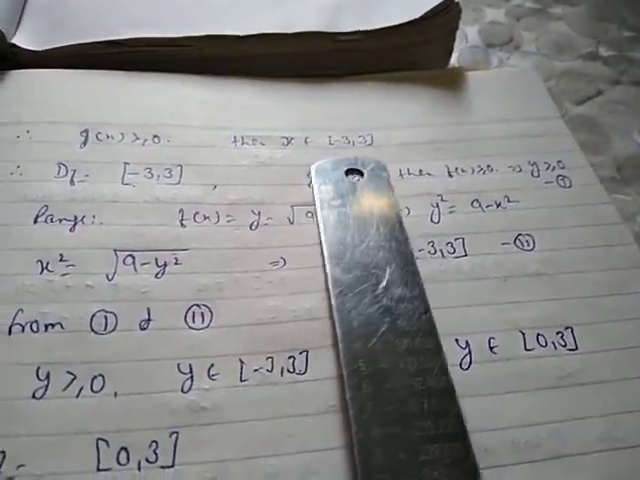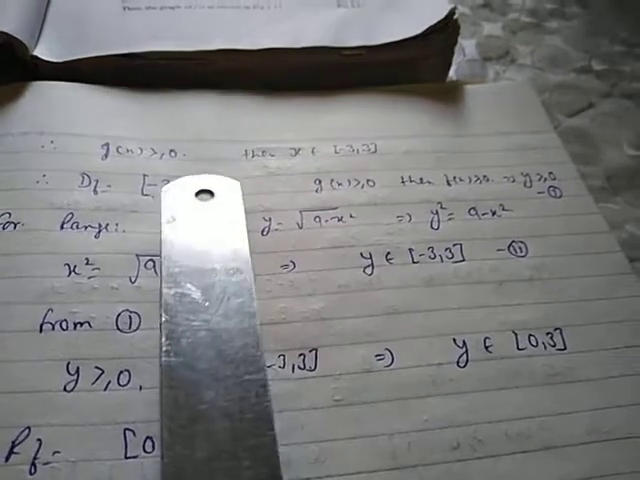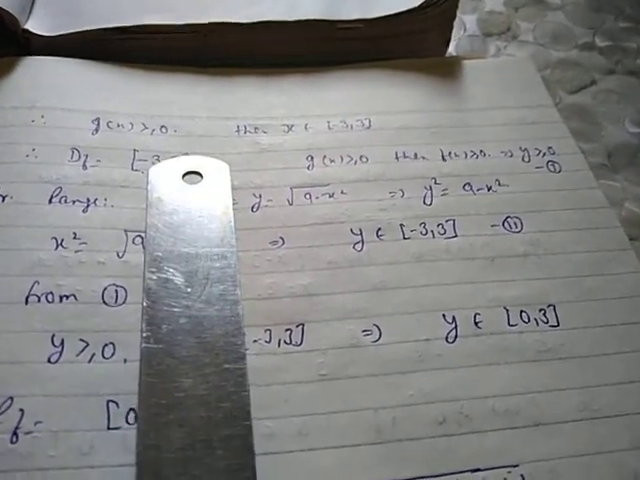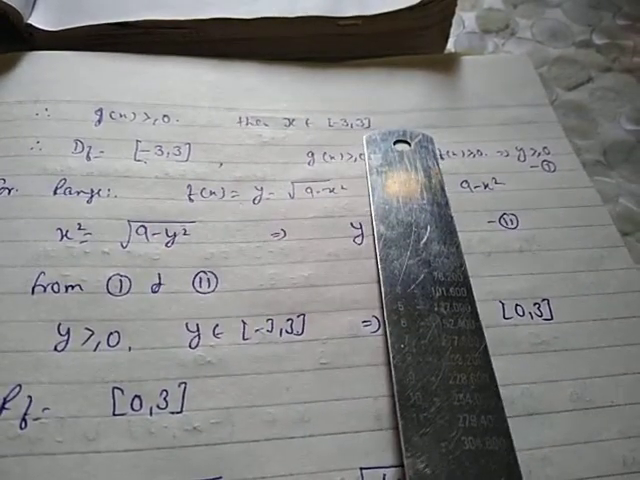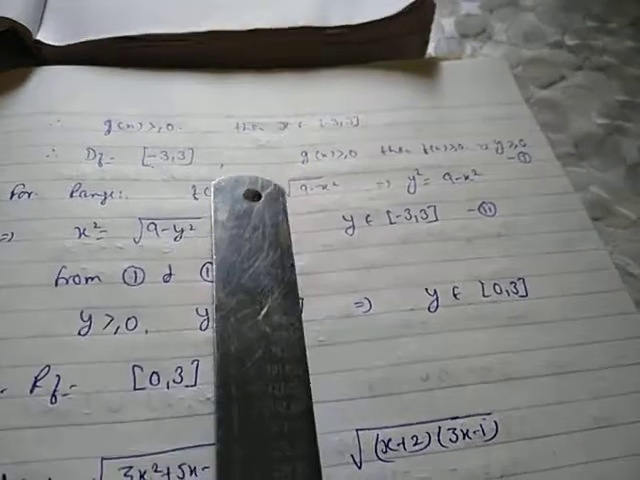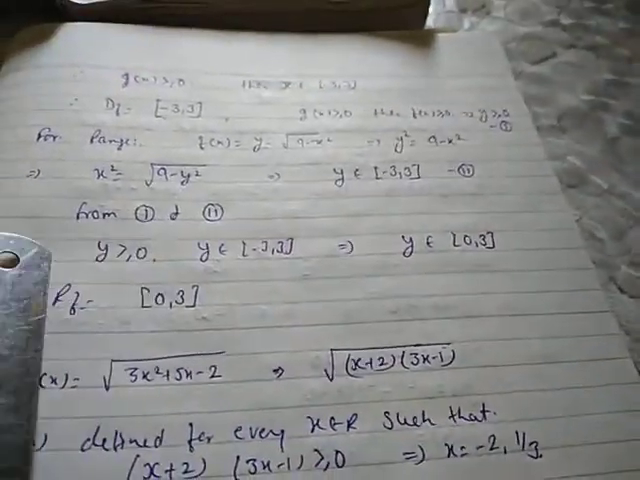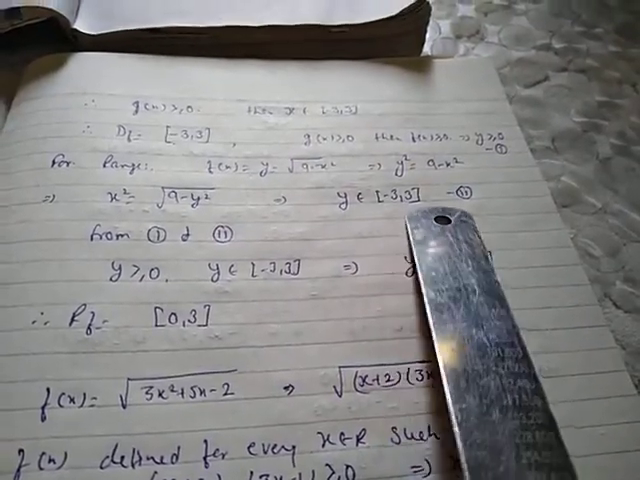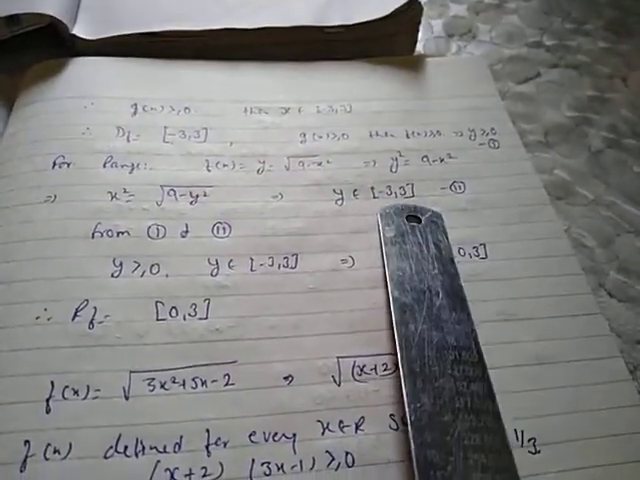So g(x) is greater than or equal to 0 where x belongs to [−3, 3]. So the domain is this one. Therefore the domain of the function is [−3, 3], because only here g(x) is greater than or equal to 0. For range, again you have to do the same way. Y belongs to [−3, 3]. Already I have explained here.